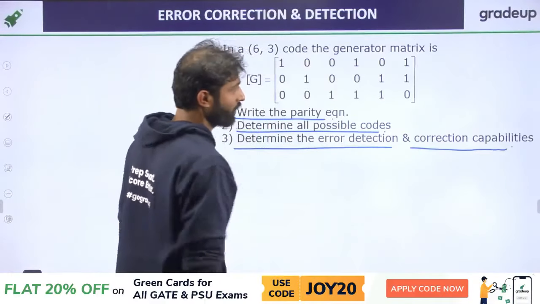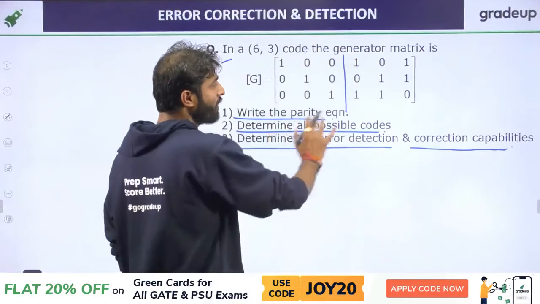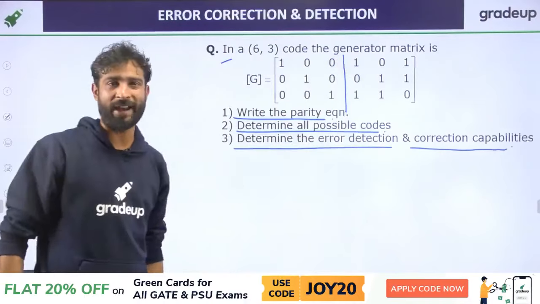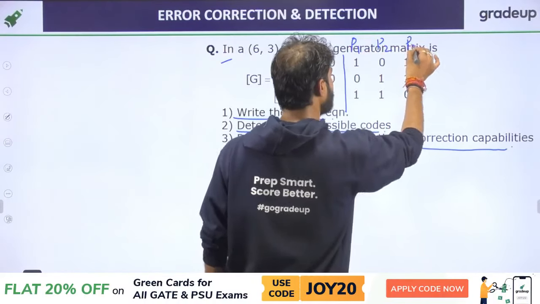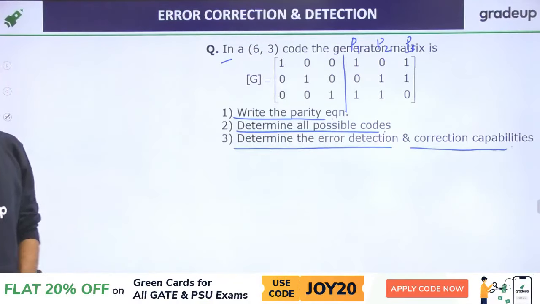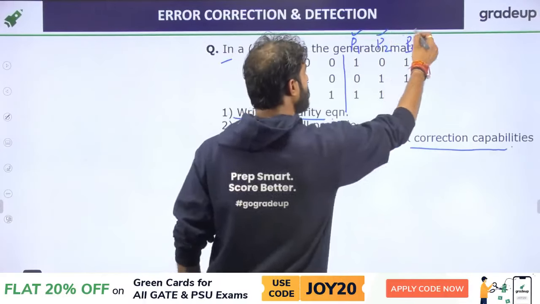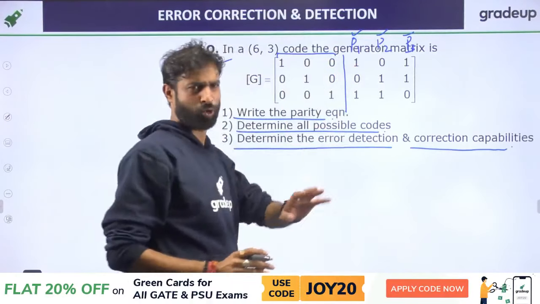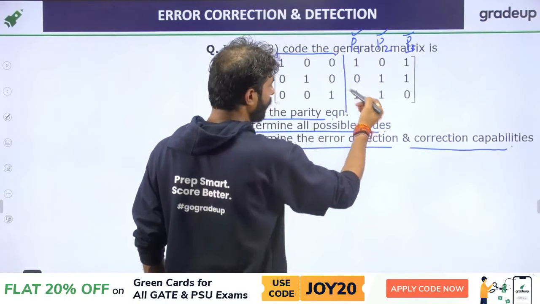Determine the parity equation. From the generator matrix, we can say that it is the identity matrix followed by the parity part. So the code is formed by the parity bits, which I am writing as P1, P2 and P3. How will we get P1, P2, P3? Just treat this as data, and find out how each value will be generated, 1 or 0.